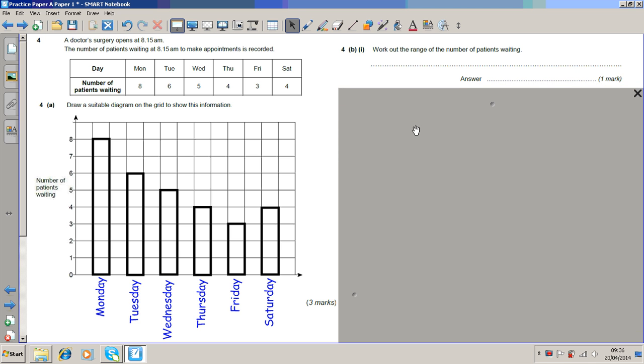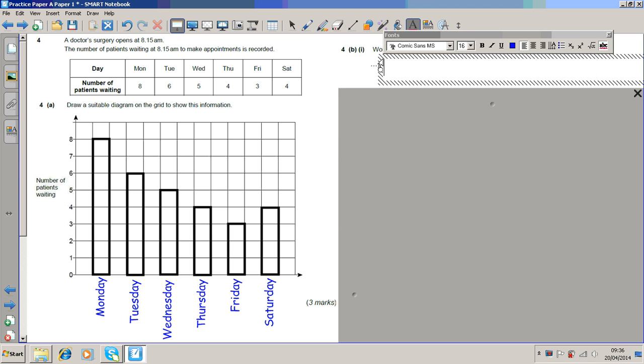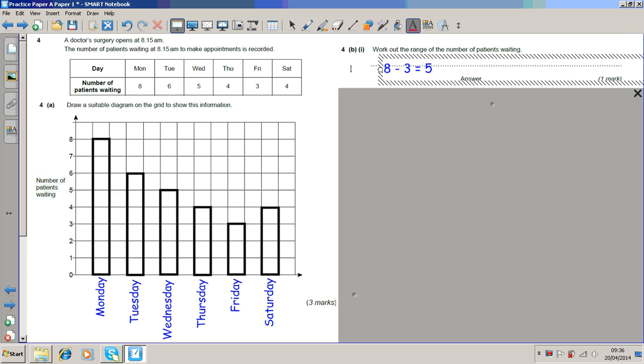Work out the range of the number of patients waiting. Well, the most amount of patients waiting was 8, and the least amount of patients waiting was 3. So the range is 5. Highest take lowest.